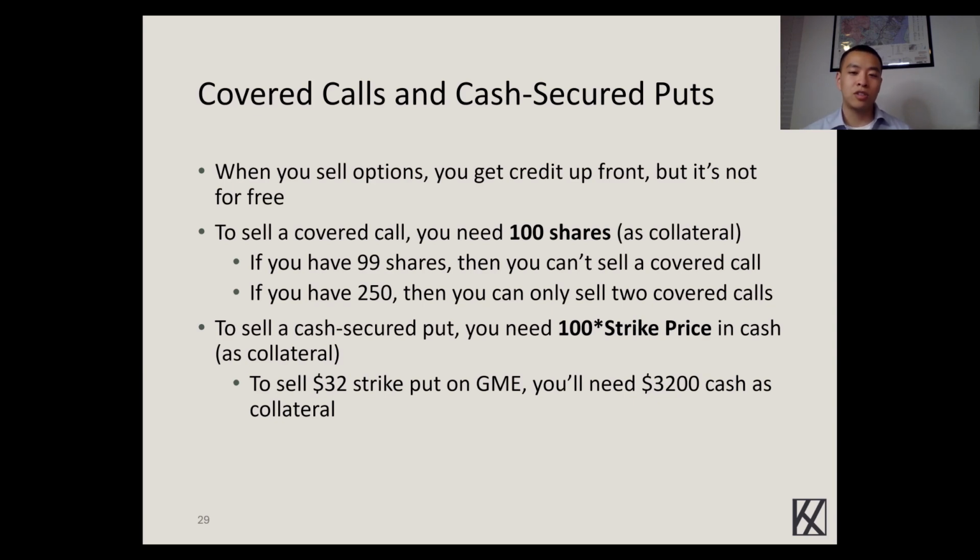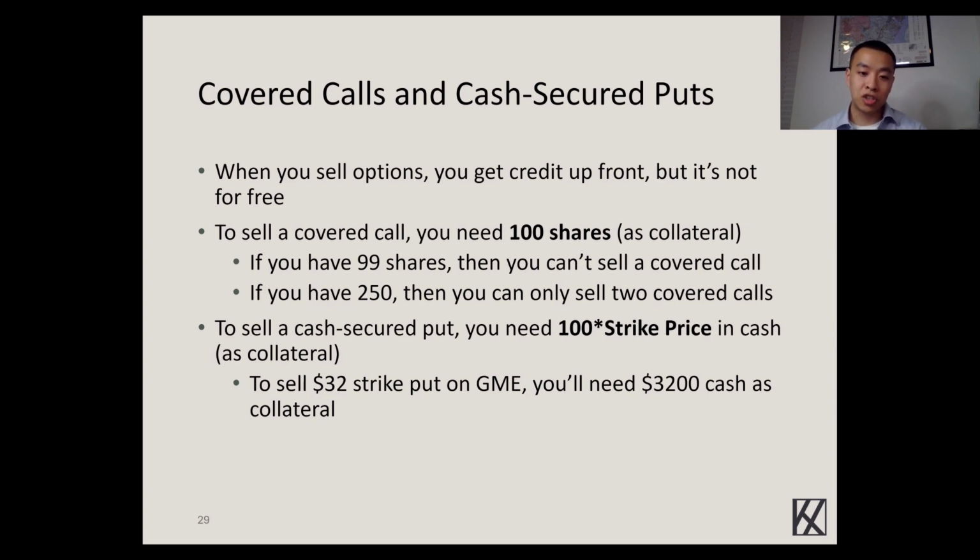When you sell options, you get credit up front, but it's not for free. You still have to put something up as collateral. In order to sell a covered call, the covered comes from you already having 100 shares of that stock. So you need 100 shares as collateral. If you have 99 shares, no, you can't sell a covered call. If you have 250, you can only sell 2 covered calls. So you need 100 shares per covered call.